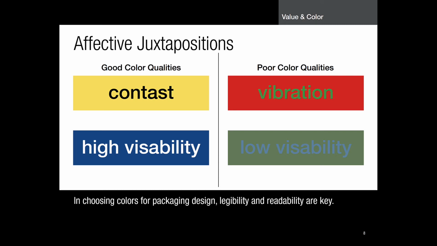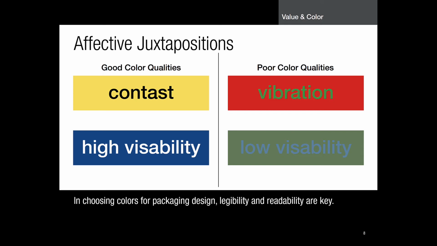Packaging, again, is oftentimes viewed from a distance from 3 or 4 feet away. So you need to be able to have that contrast so you can see, read the type or read the graphics on the packaging. So good qualities, you can see the black on the light background, the yellow, that's got good contrast, or white on a dark blue background. Again, you have that contrast, it makes it highly visible. On the right, 2 problems that crop up.